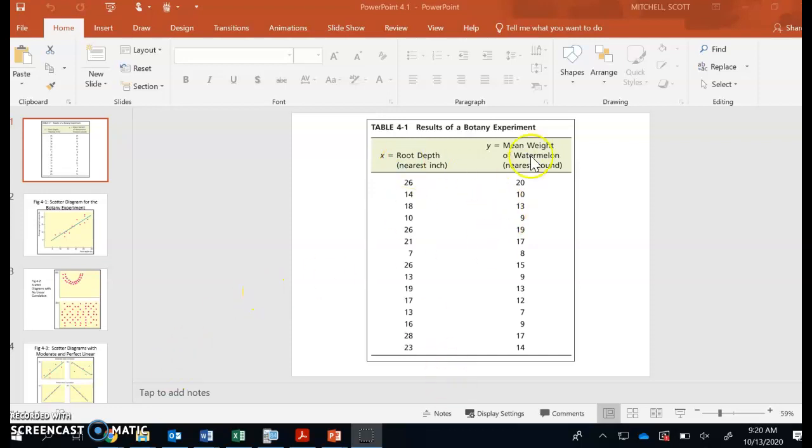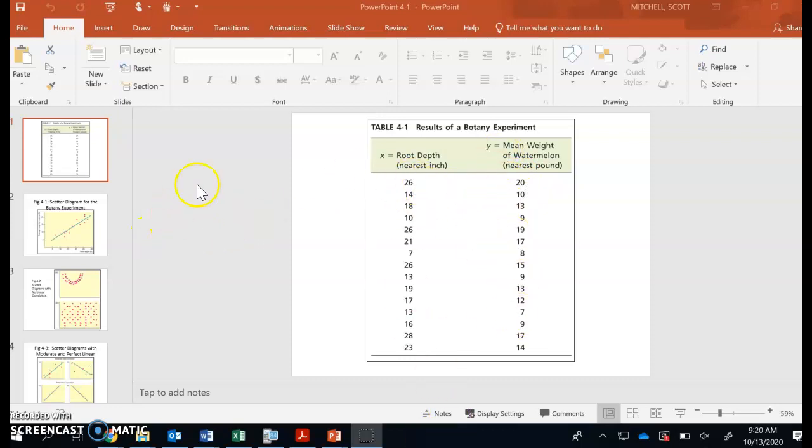We're going to take a look at section 4.1, which is looking at scatter plots, bivariate data. We're looking at two lists of data. In our example here, we have a botany experiment where they're growing watermelons. They're measuring the depth of the roots in inches, and then they're weighing the watermelons from that plant to the nearest pound. So these are in inches, this is in pounds.